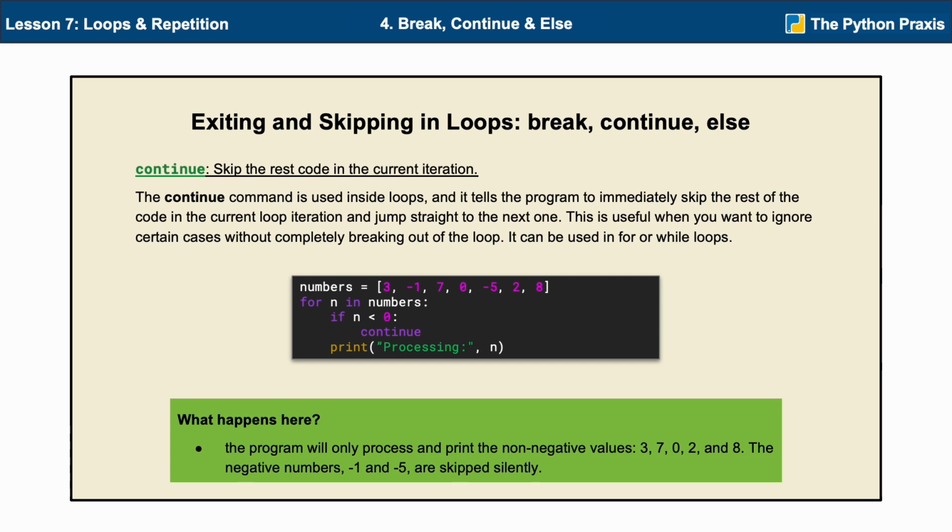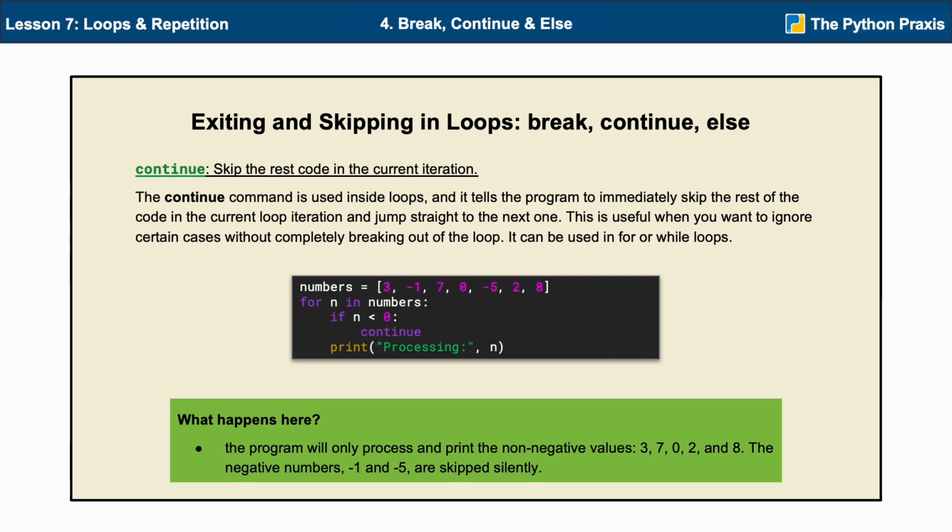That's where continue comes in. The continue command is used inside loops, and it tells the program to immediately skip the rest of the code in the current loop iteration and jump straight to the next one. This is useful when you want to ignore certain cases without completely breaking out of the loop. It can be used in for or while loops.